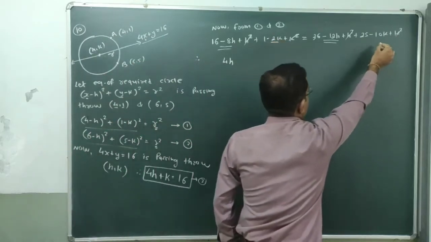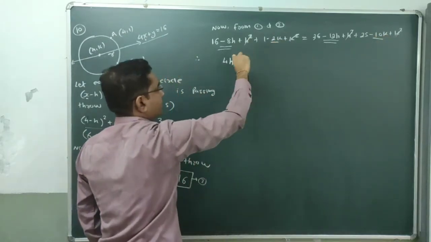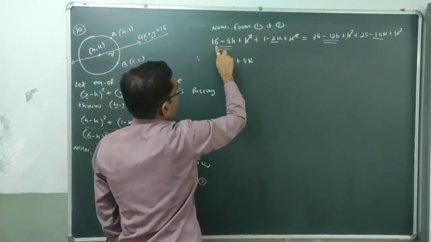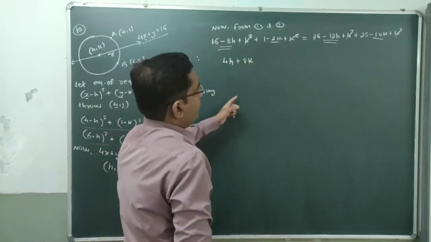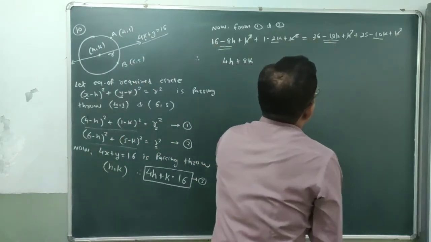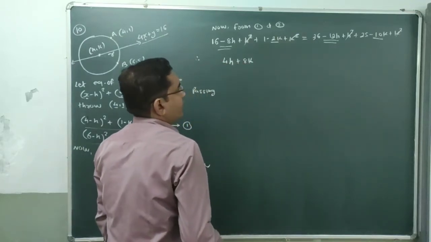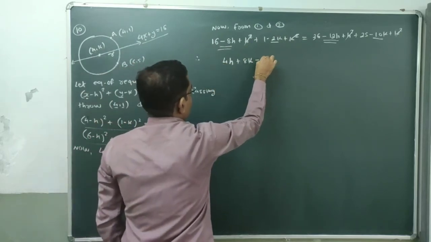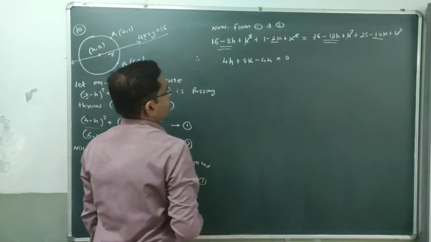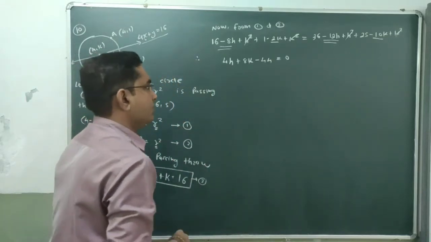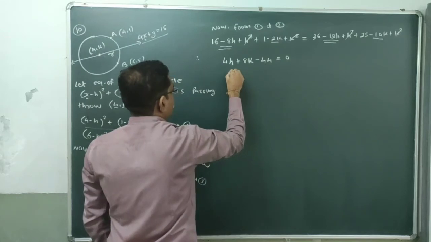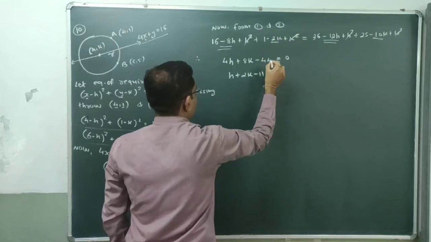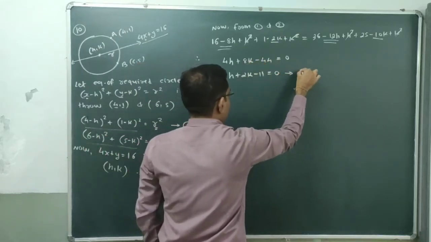Minus 2k, this is minus 10k. Taking this minus 10k on the left hand side, 10k minus 2k, it's 8k. Plus 16 plus 1, 17. 17 minus 36 plus 25, so it's 40, 60, 61. 16 plus 17 minus 61, so minus 44 equal to 0. So dividing this equation by 4, we get h plus 2k minus 11 equal to 0. Say this one is equation number 4.